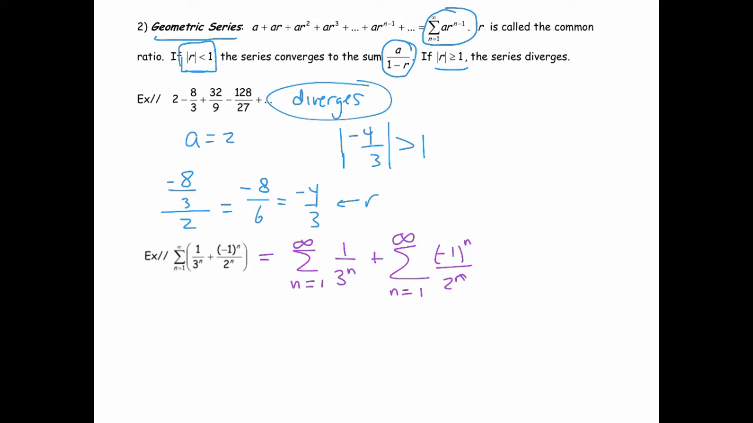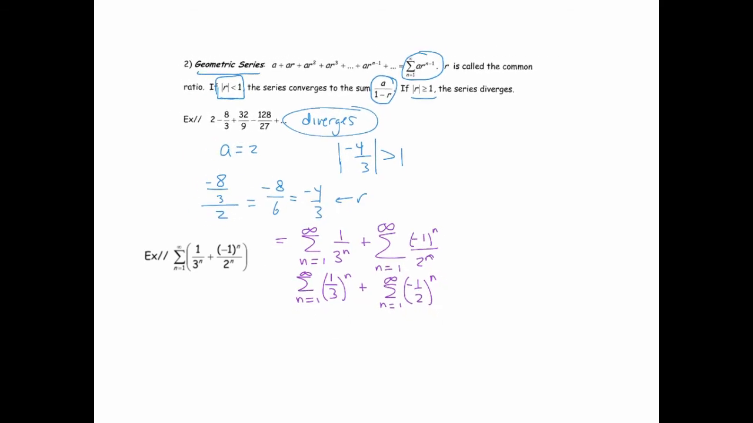And so the reason I'm saying that is because now, if either one of these diverges, the whole thing diverges. However, if they both converge, then we just add the sums of what they each converge to. So this first expression, you might want to think of it as 1/3 all to the n. And you might want to think of the one on the right as -1/2 raised to the n.